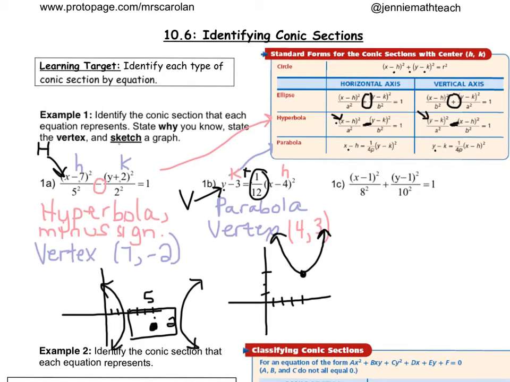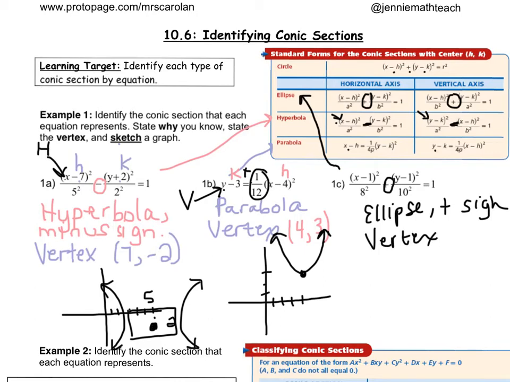Last one. I see a plus sign. That's making me think it's either an ellipse or a circle. Since it equals 1, I'm going to go with ellipse. Ellipse, because of the plus sign. Where's the vertex? It's at HK. H is right here. K is right here. So it'll be +1, +1.